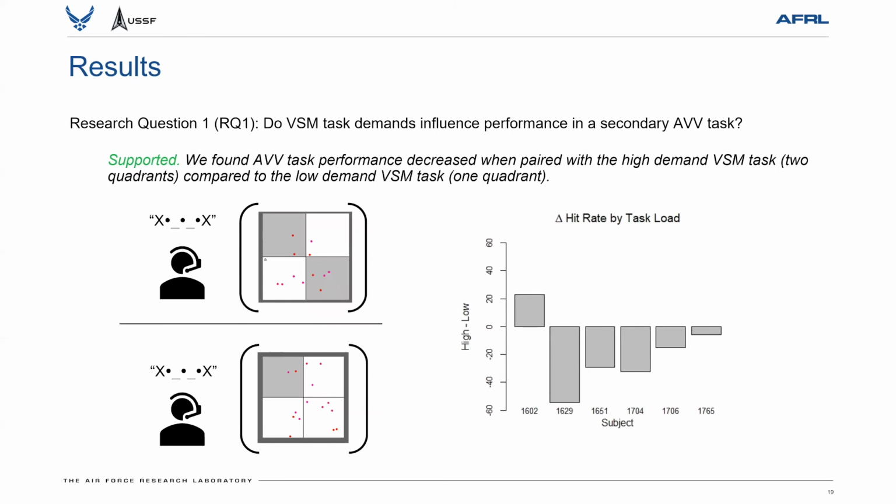So to take a look at our results, we did find that the audio verbal vocal task performance decreased when it was paired with the high versus the low visual spatial manual demands. This was all except for 1 participant, such that they were not prioritizing the tasks as instructed.